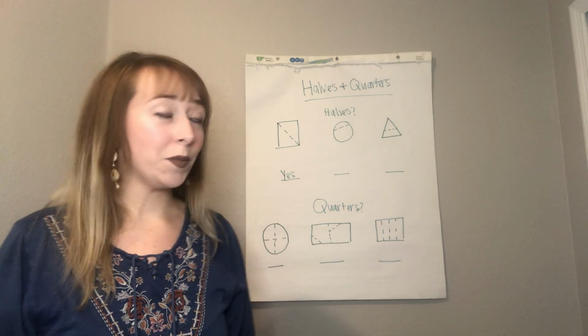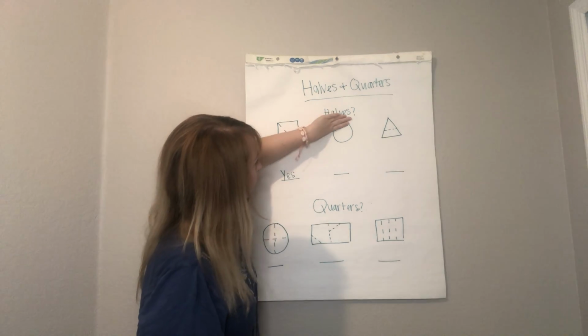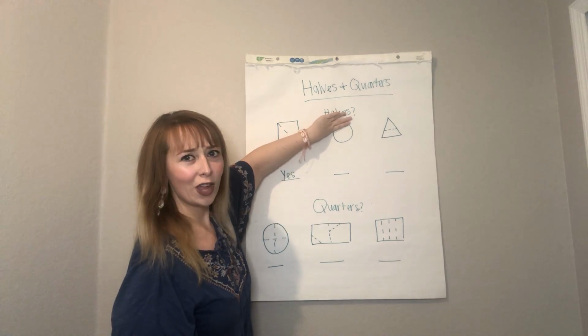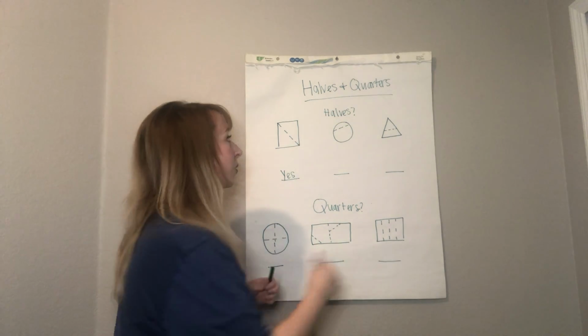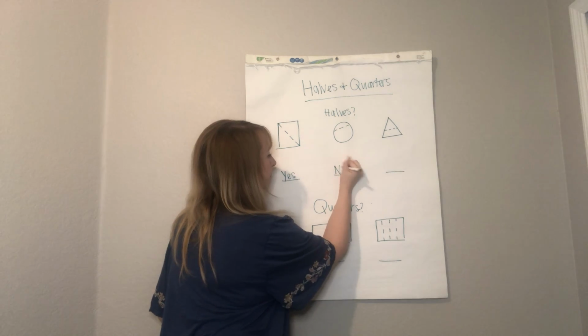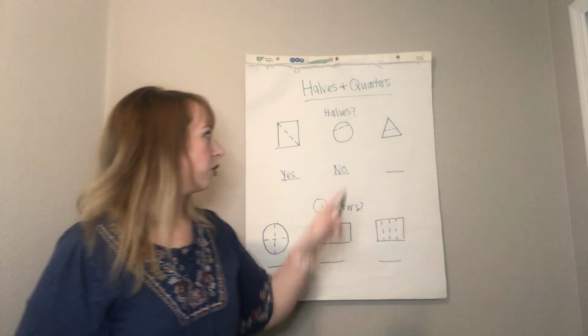No, it is not going to be cut in half. If Mrs. Gordon cuts off this part of the circle, look how much larger that piece is. That's not half, which means it's not fair or equal. So this one, nope. Let's look at this triangle here.